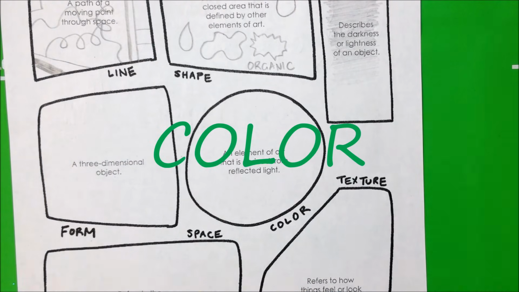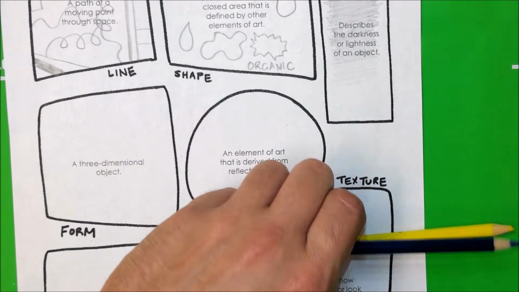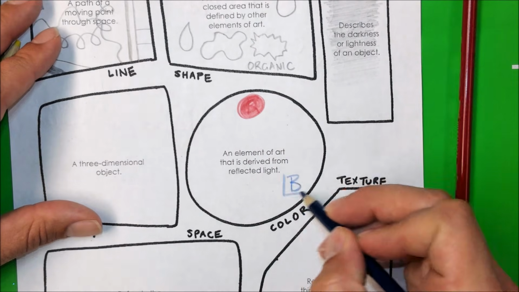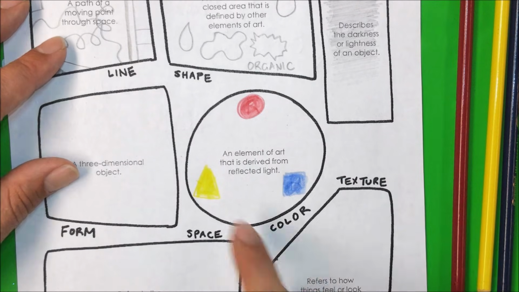Next is color, an element of art derived from reflected light. We're going to start with our primary colors, red, blue, and yellow. These create all the other colors. And starting at the top, for no reason, you can start with whatever color. We're going to start with red, then blue, and make a triangle with yellow.